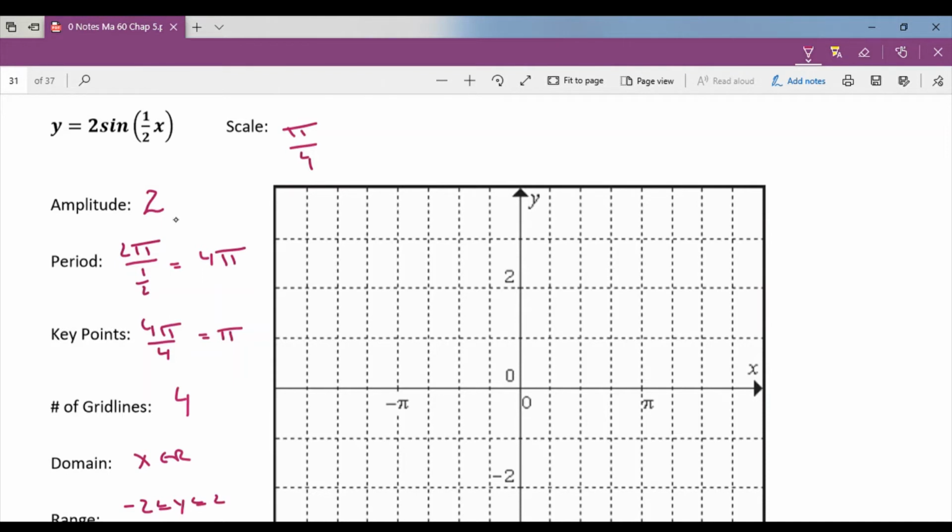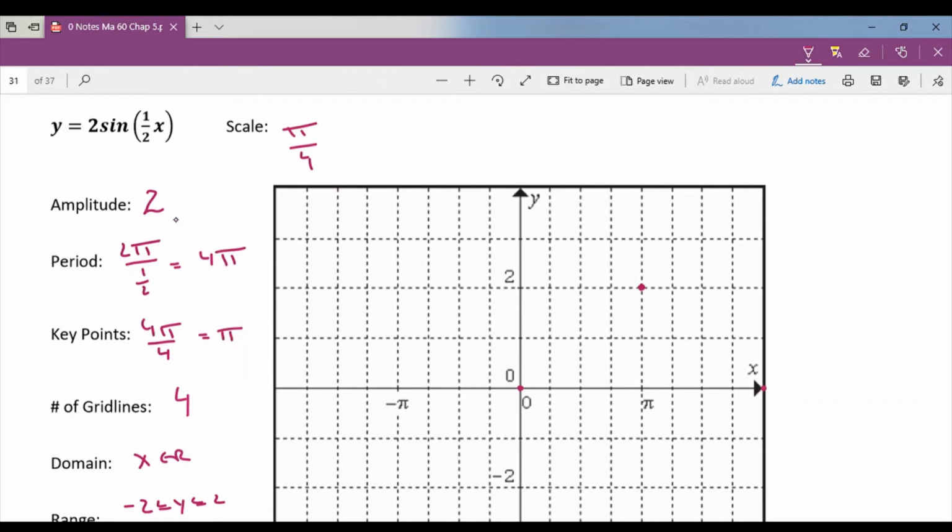So it's a sine graph. Sine graphs start at 0, 0. This one's going to start at 0, 0. It's going to have an amplitude of 2, so I'm going to go up to 2, but it's going to take me 4 grid lines to do that. So 1, 2, 3, 4 grid lines. So at pi, I'm going to go up to 2. 1, 2, 3, 4 grid lines. So at 2 pi, I'm going to go down to 0.